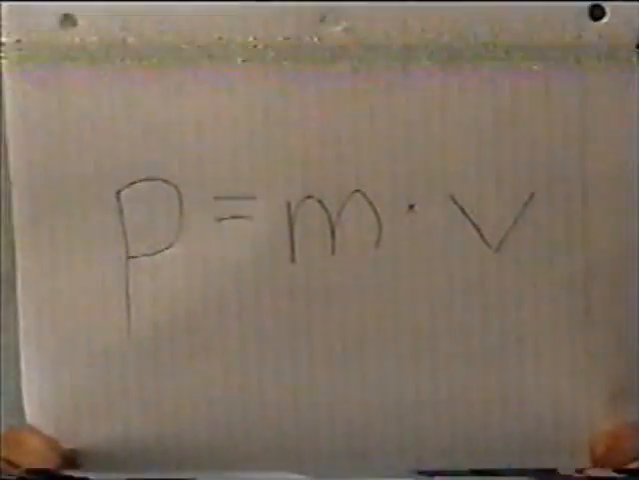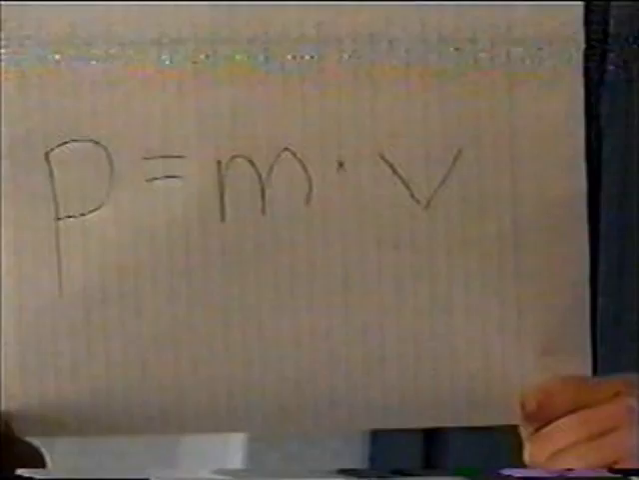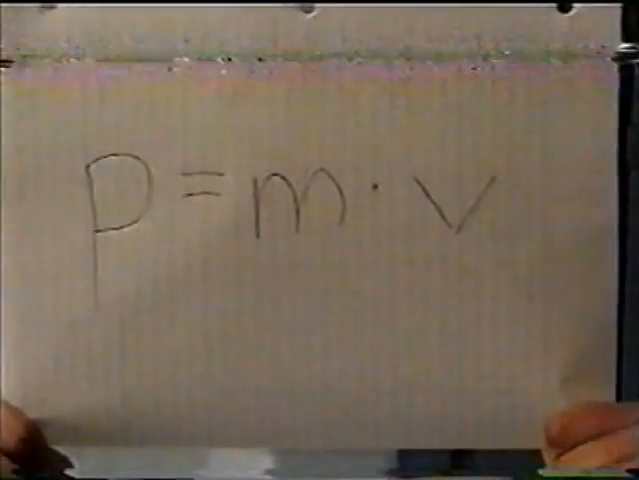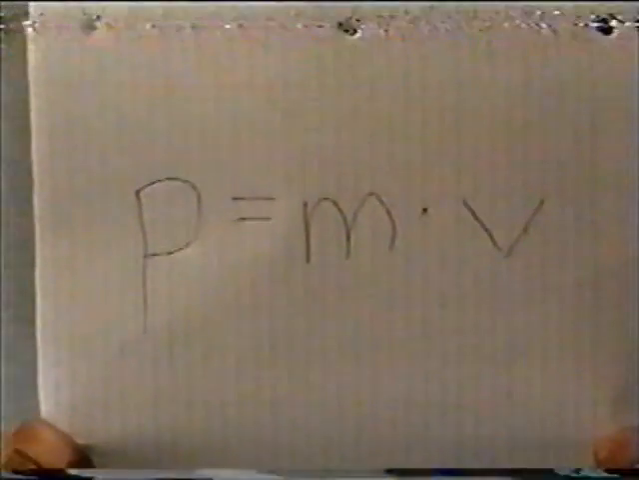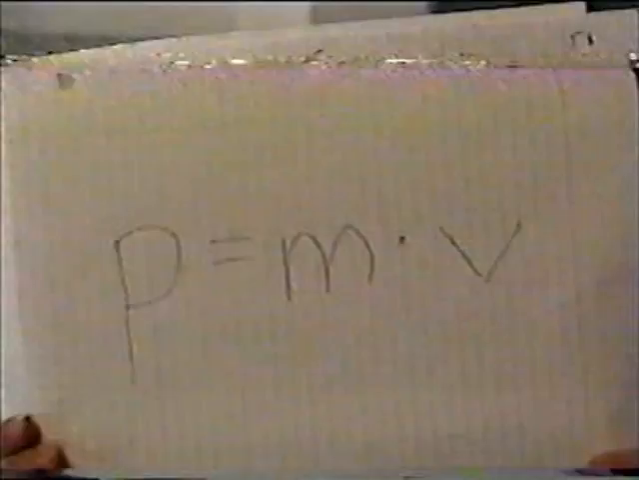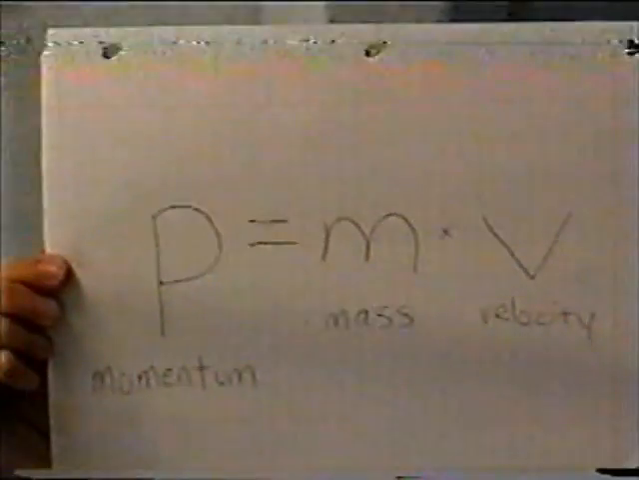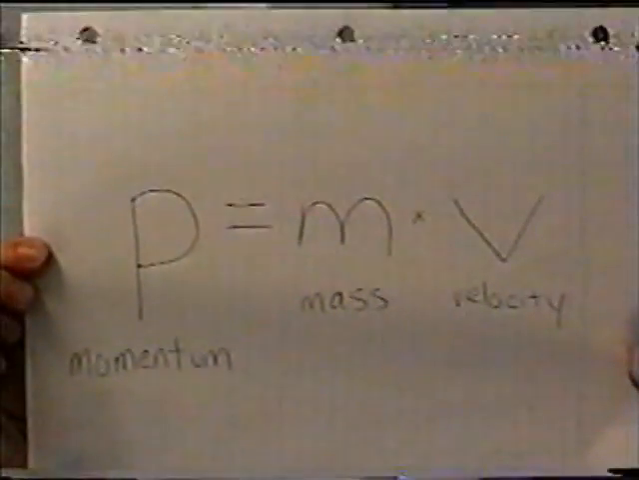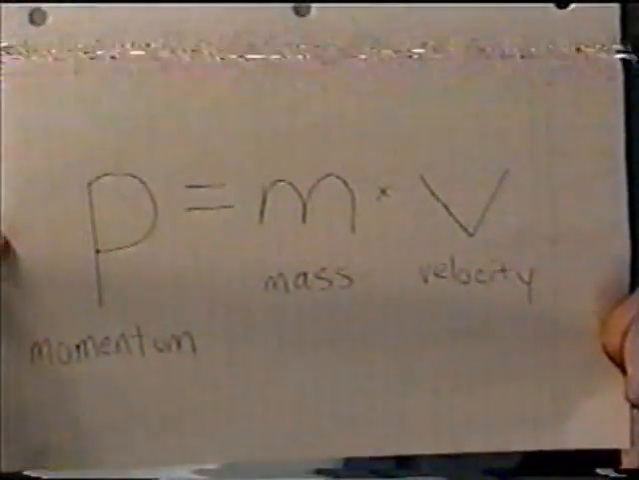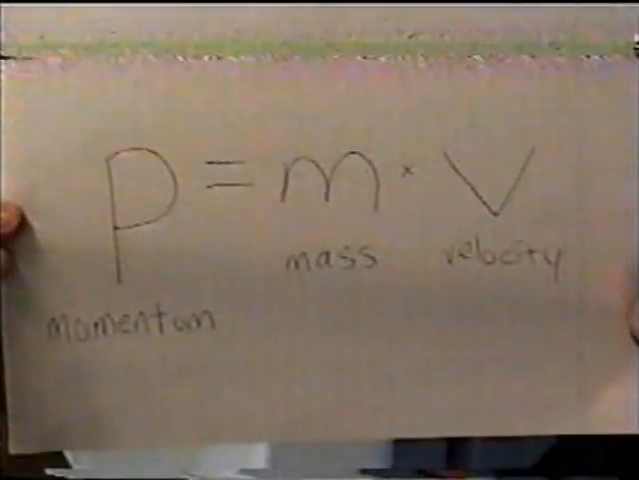Alright, the chapter we did focuses basically on momentum, which, as you can see, is the equation P equals mv. That stands for momentum equals mass times velocity. Thank you, Jeff. Now I'll talk a little bit more about momentum, and we're going to show it through this next experiment.